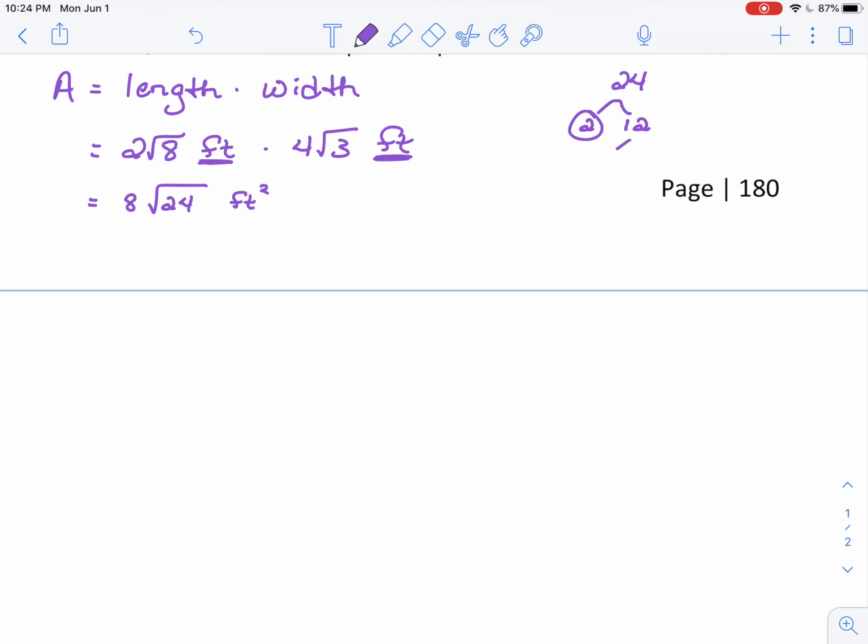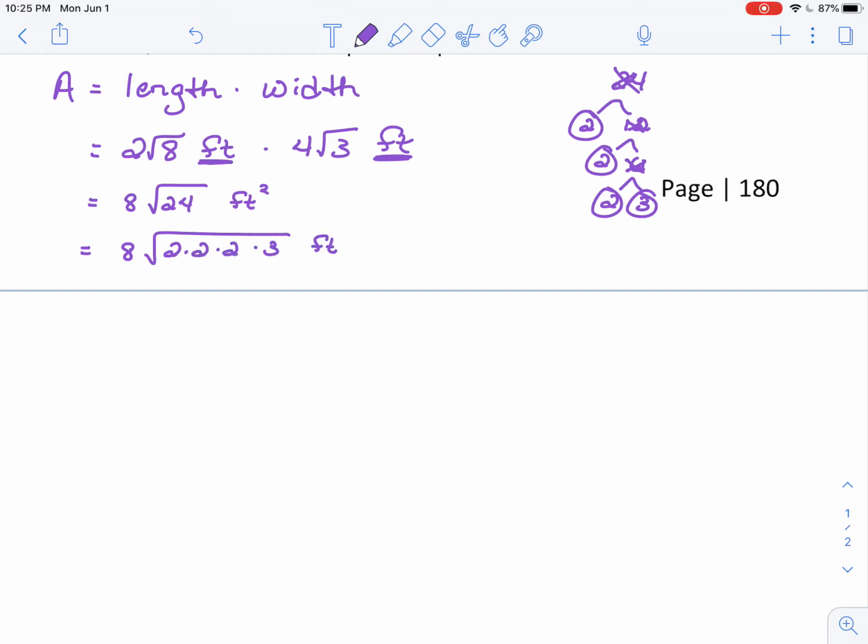So there's a prime number. 12 is a 2 and a 6. And a 6 is a 2 and a 3. So I don't need these composite numbers anymore. I just need those prime numbers. So 8 is my coefficient, my number outside. I don't care about it right now. All I care is that we've rewritten the 24 as 2 times 2 times 2 times 3.